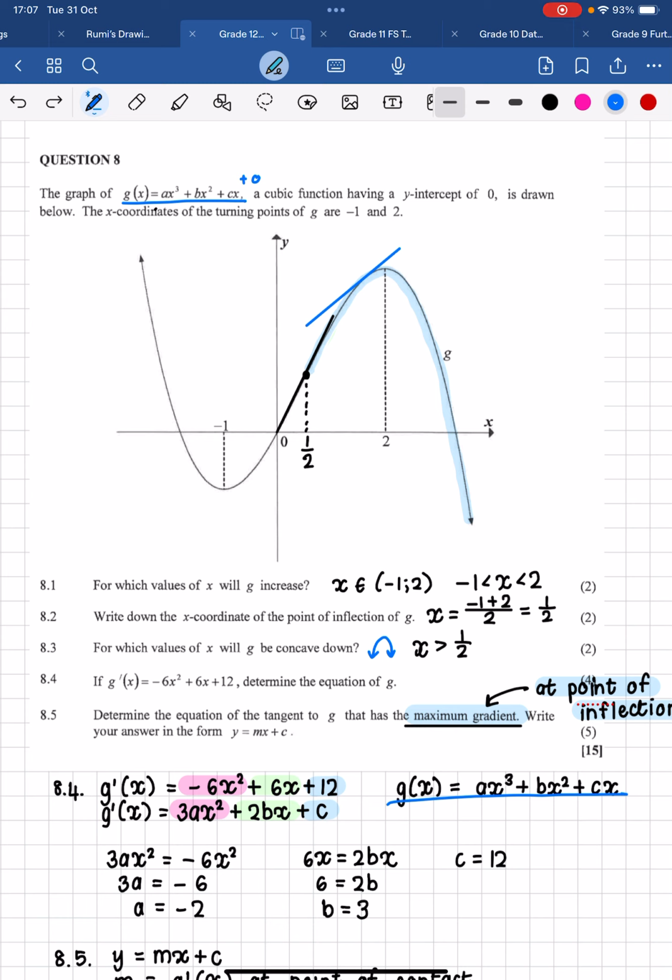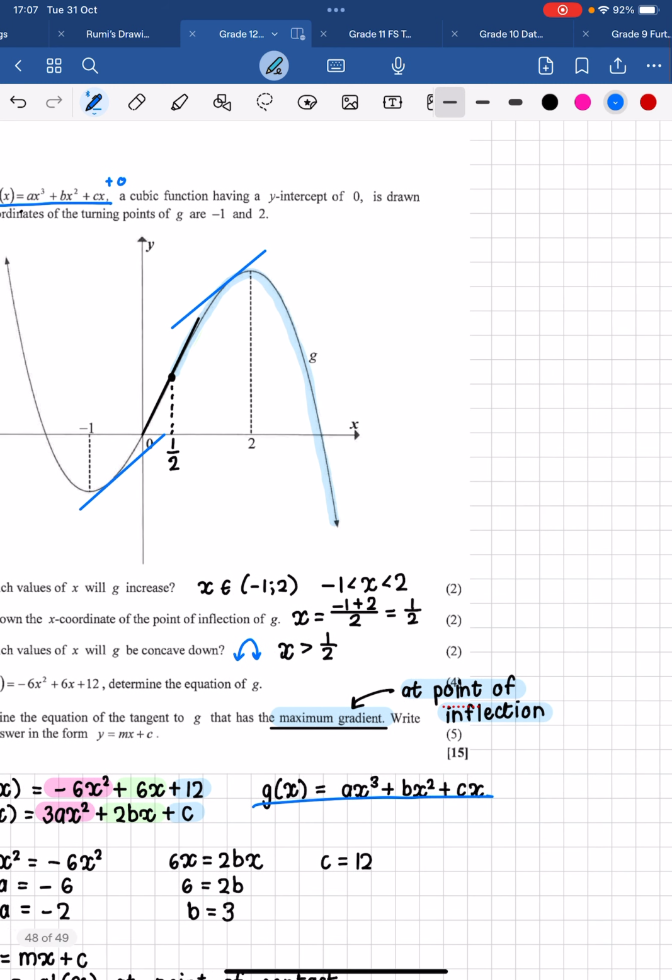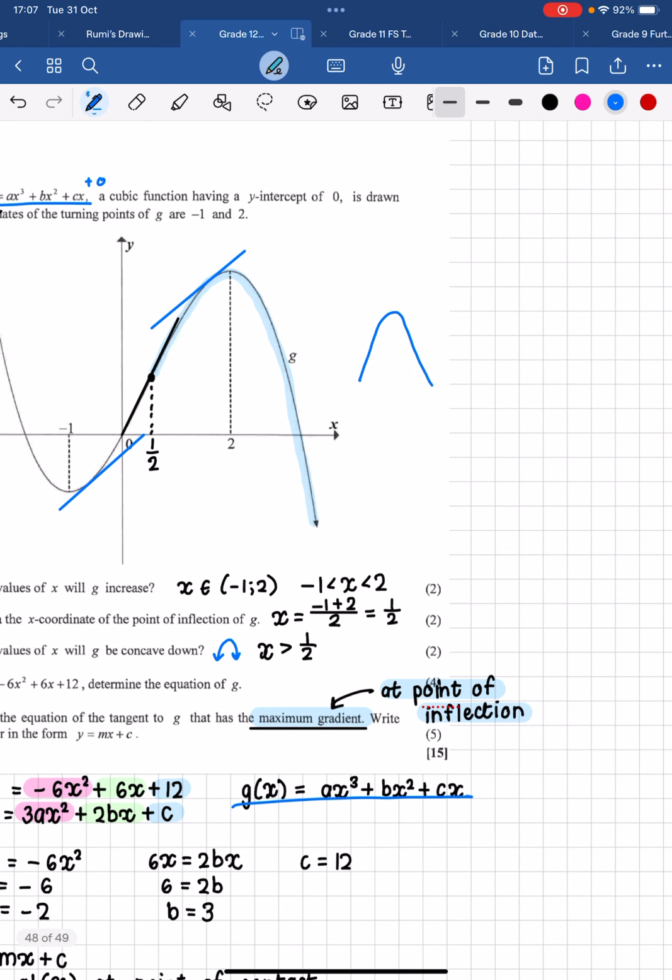Guys, the point of inflection is the point where the graph changes concavity, right? So it changes concavity here at the point of inflection. The maximum gradient is always there. People are asking, where would the minimum gradient one be? If they're asking you for the minimum gradient, it will have to be a cubic graph that looks like this. Right? It will have to be a cubic graph that has a different shape.